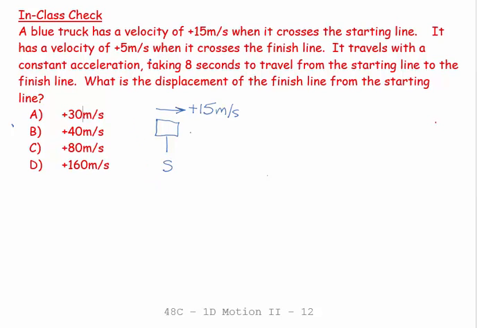It has a velocity of plus 5 meters per second when it crosses the finish line. So I'm going to assume the finish line is over here. This is plus 5 meters per second and it's crossing the finish line.